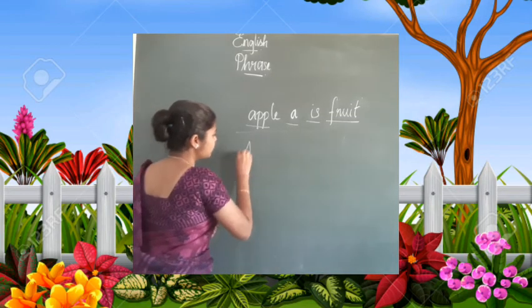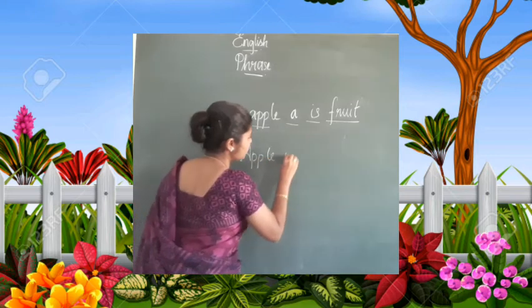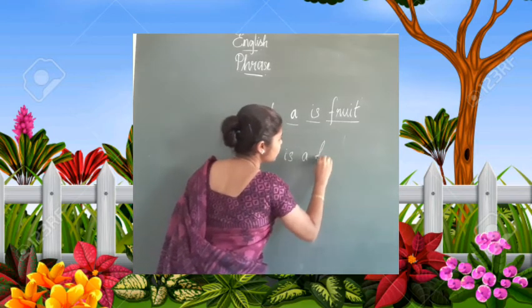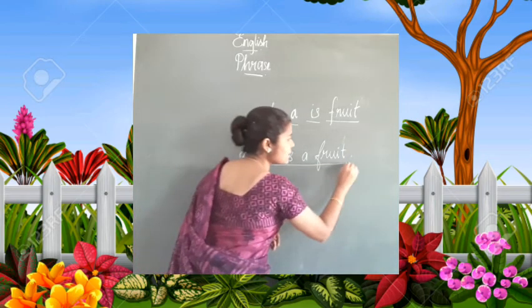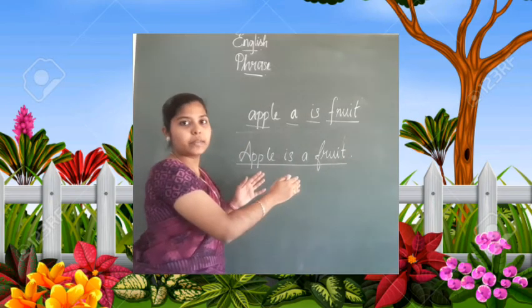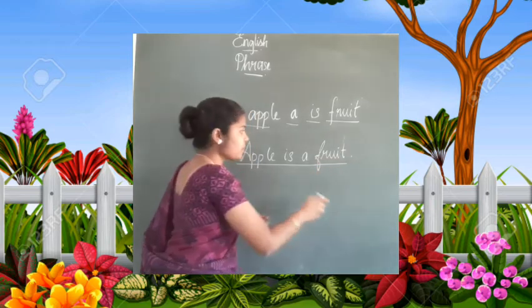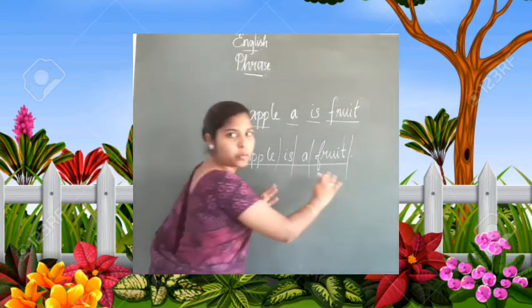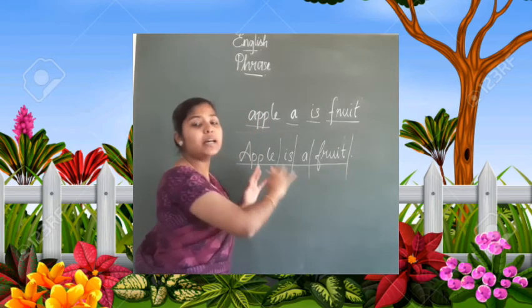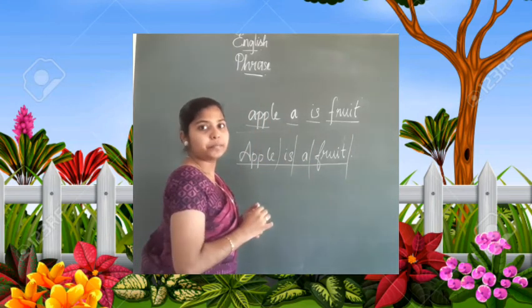Like, apple is a fruit. So this is a sentence. It's a group of words. One word, 2, 3, 4. It's a group of words and it has a complete meaning.